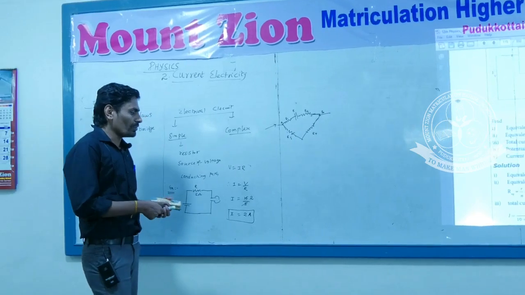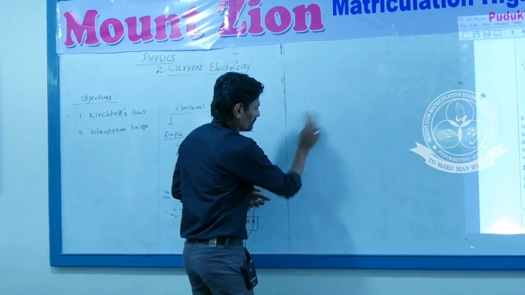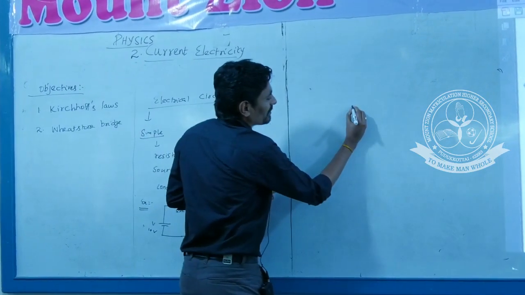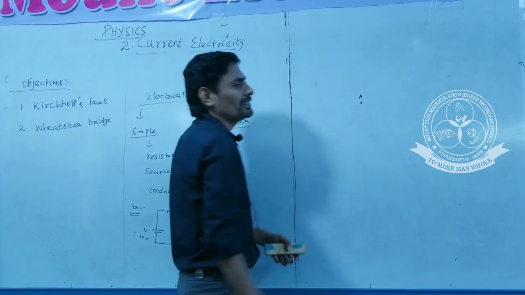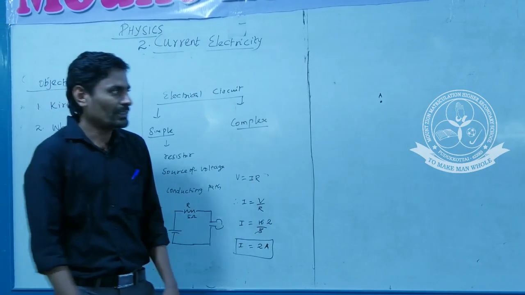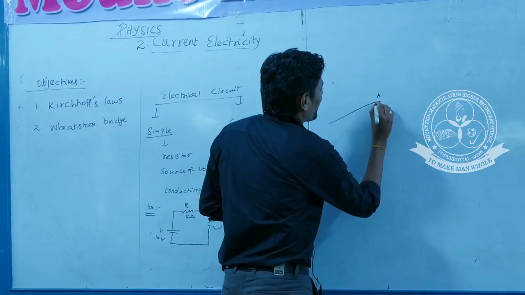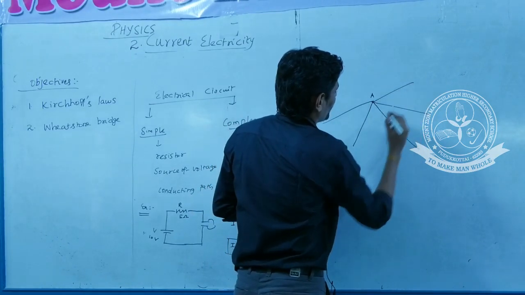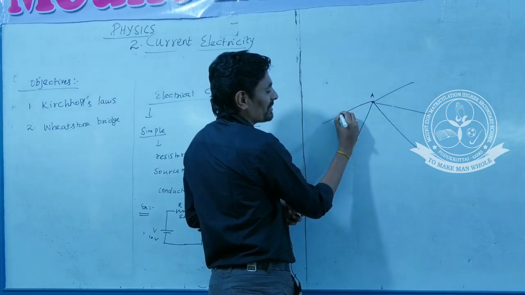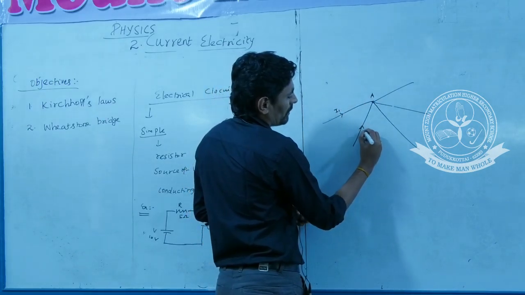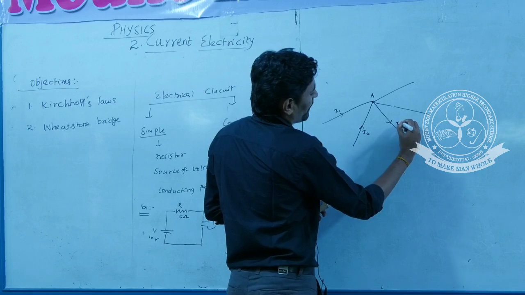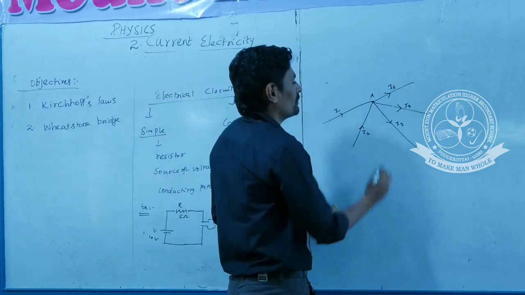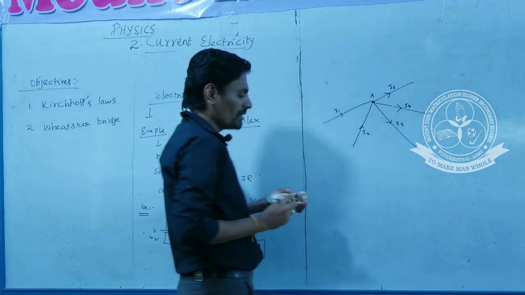So what is meant by the current rule? Let's consider a point E. E is a point or junction. In a junction, many currents meet at a point. The 5 currents are meeting at the point, that means I1, I2, then I3, I4 and I5. So all the currents meet at one point.